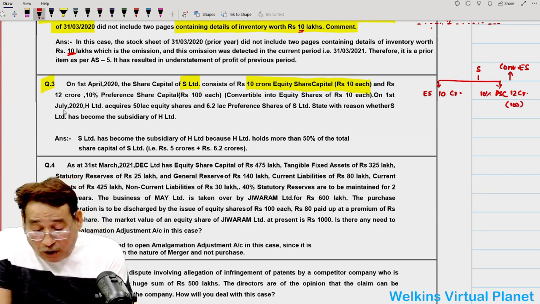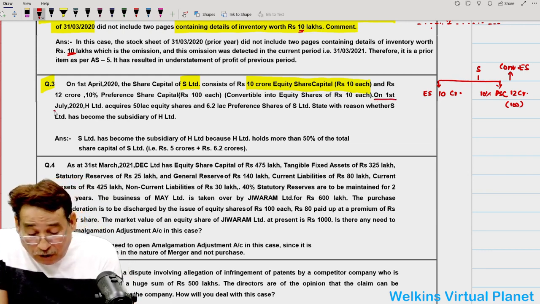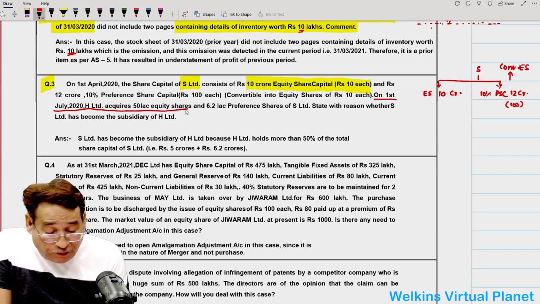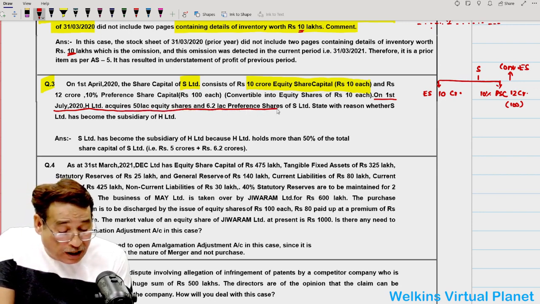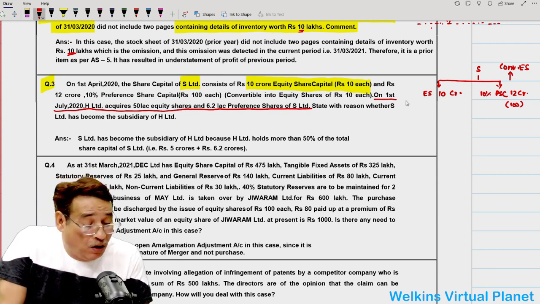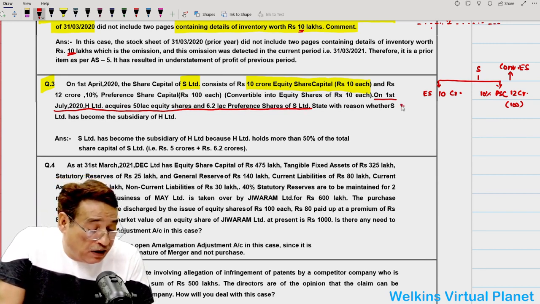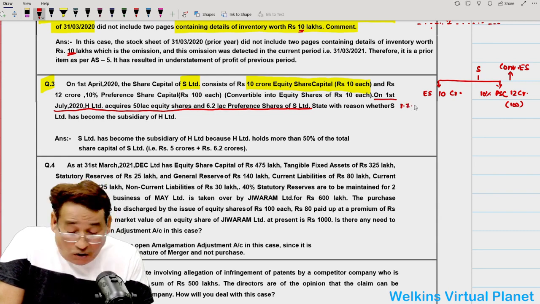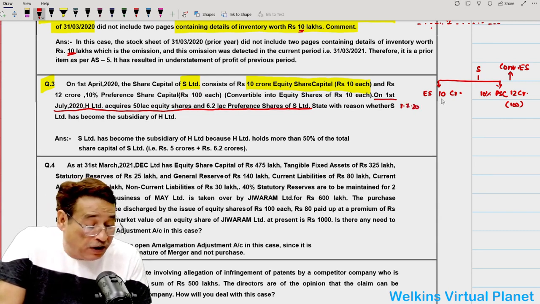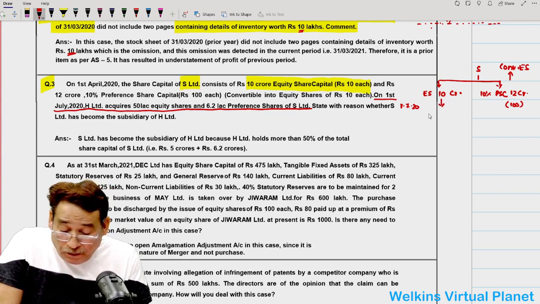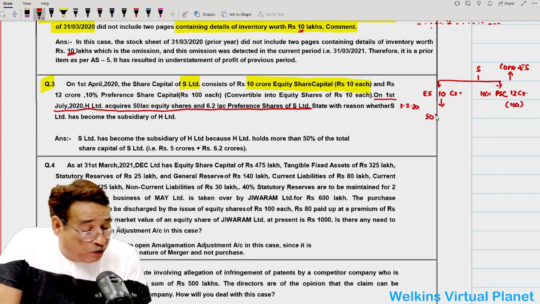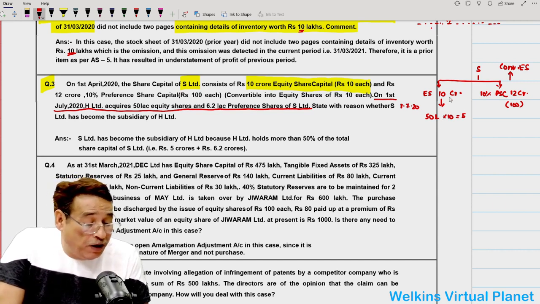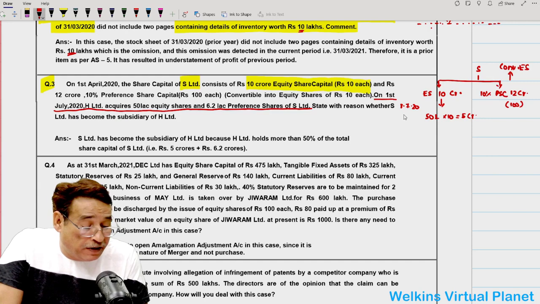Correct? Now, on 1st of July 2020, H Limited acquired 50 lakh equity shares and 6.2 lakh preference shares of S Limited. On 1st of July, there is a company by the name of H Limited. On 1st of July 2020, H Limited acquired out of 10 crores worth of share capital 50 lakhs equity share. 50 lakhs equity share into 10 means 5 crores. Because one share is of rupees 10 each. So that means out of 10 crore, 5 crore worth of share capital is now in the hands of H Limited. It is exactly 50%.